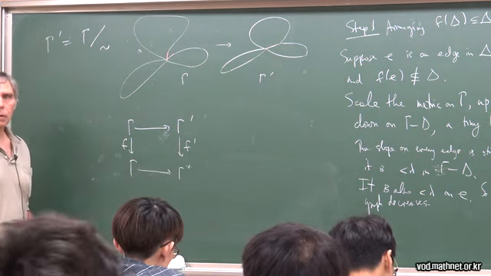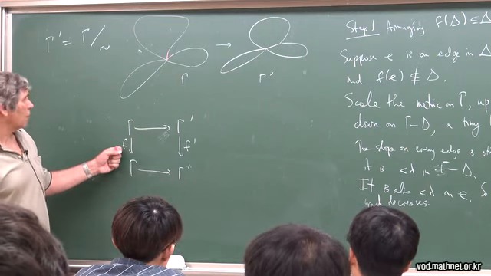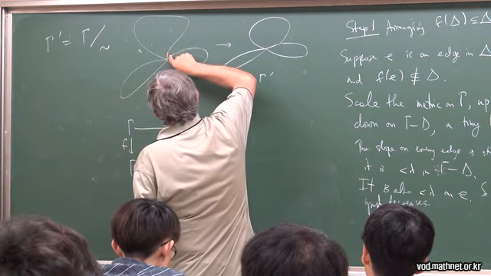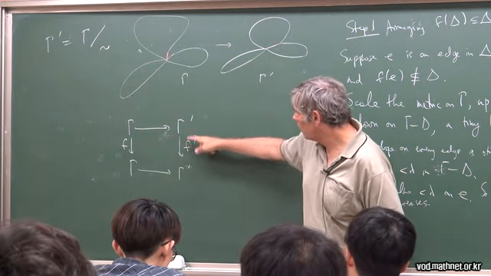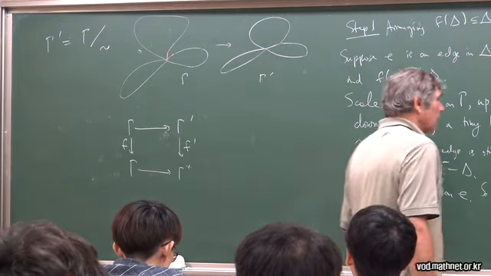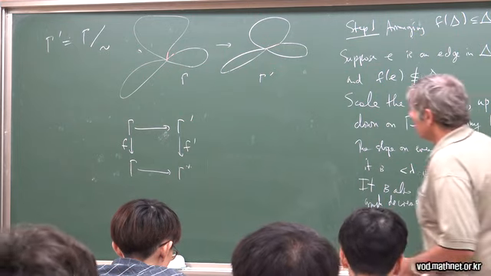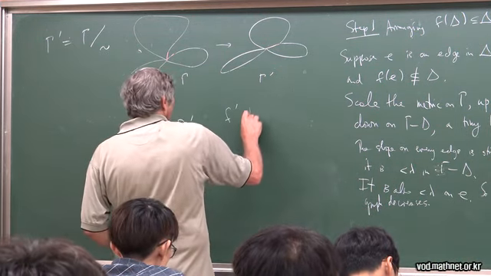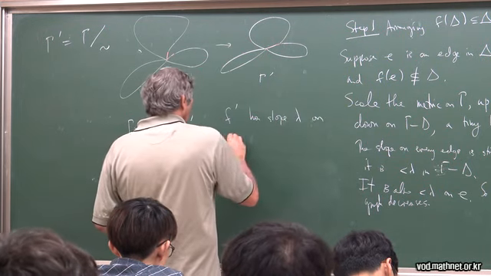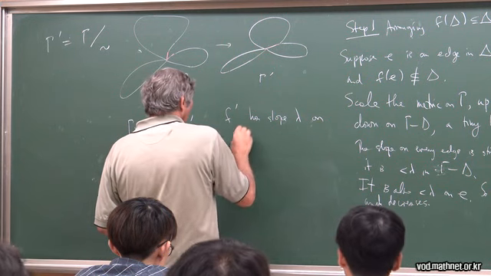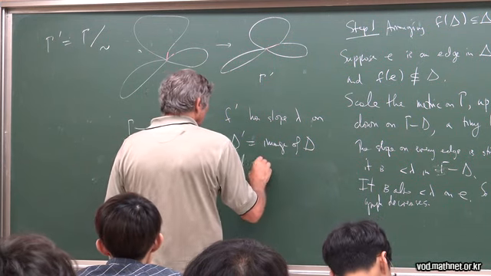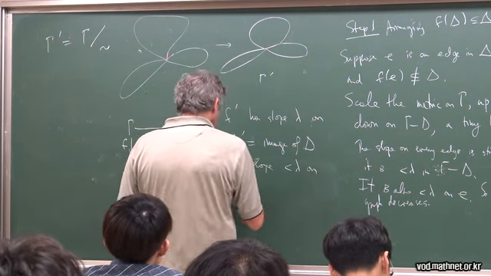Why is there an induced map? Well, because f respects this equivalence relation, right? We're identifying these two segments, but they have the same image under f. So there is a well-defined map from gamma prime to gamma prime. And this map still has the same slope on all edges. So f prime still has slope lambda on delta prime, which is the image of delta, and slope less than lambda on other edges.